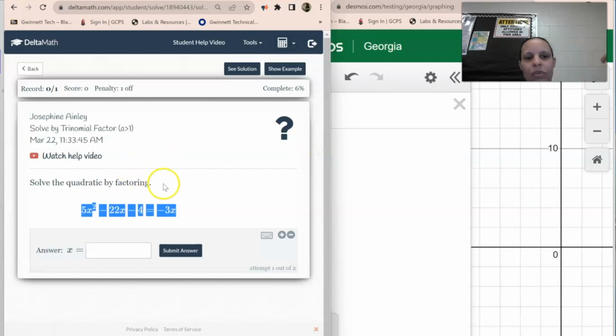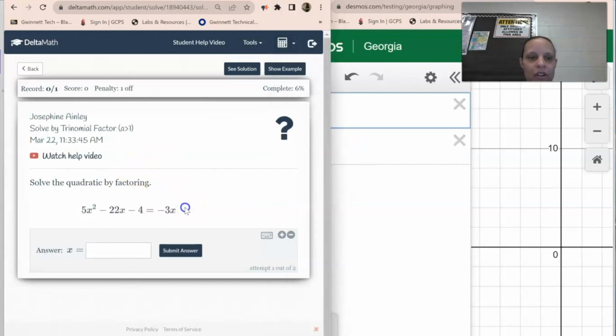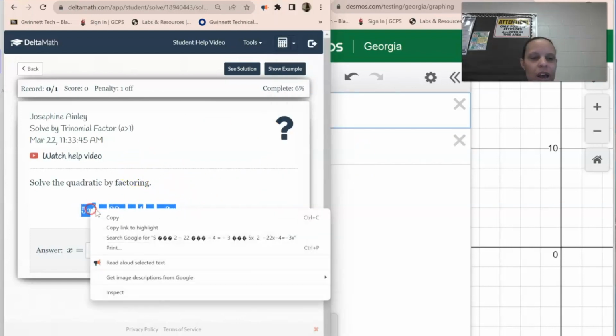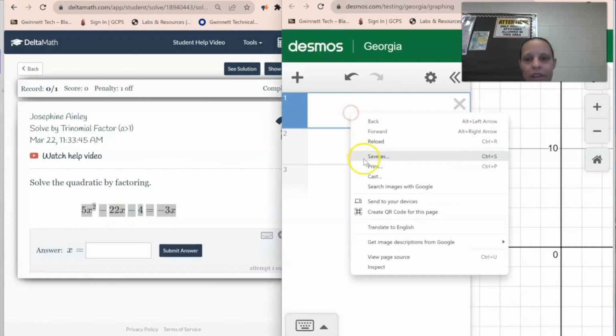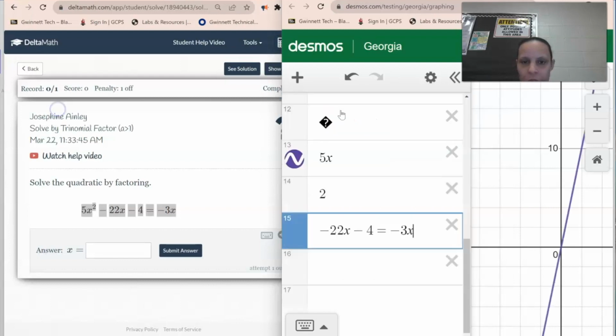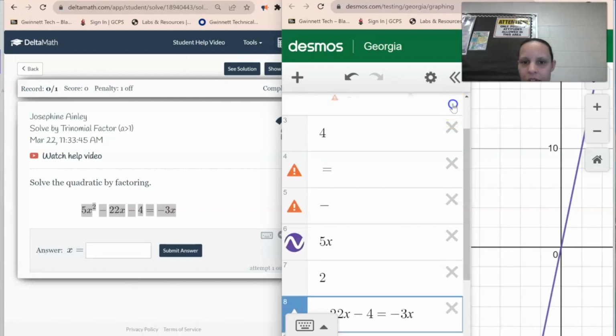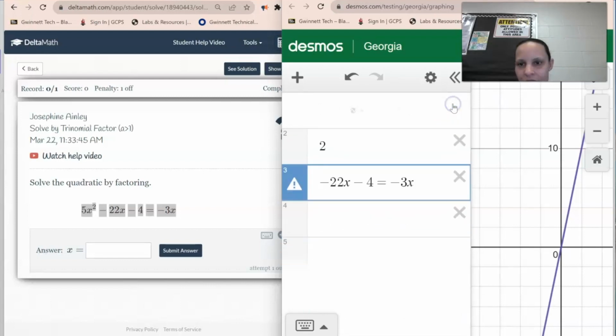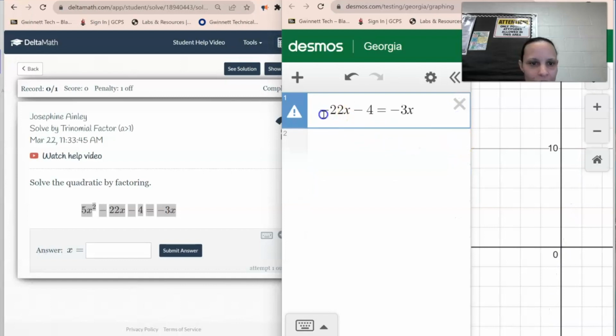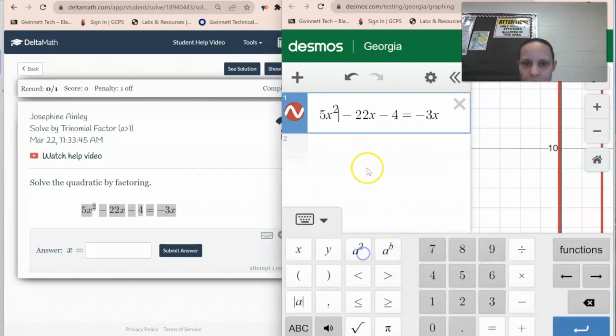Since I showed you how to do it by hand, I'm going to show you the calculator way of doing this. So I'm just going to copy and paste. Control C and Control V. When you paste it and it looks funny, just correct it. It's no big deal. Ooh, it did a lot of them. Just X out of everything that doesn't belong and then correct whatever you need to. So I need a 5x squared. All right, so just make sure it's exactly what it is.